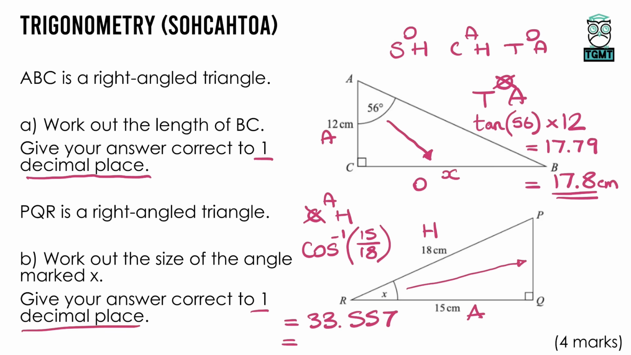So if we round that to one decimal place, we get 33 point. After the 5 is another 5, so 6. And not forgetting, this is an angle, so that is in degrees. There we go, we get 33.6 degrees as our final answer for that one.